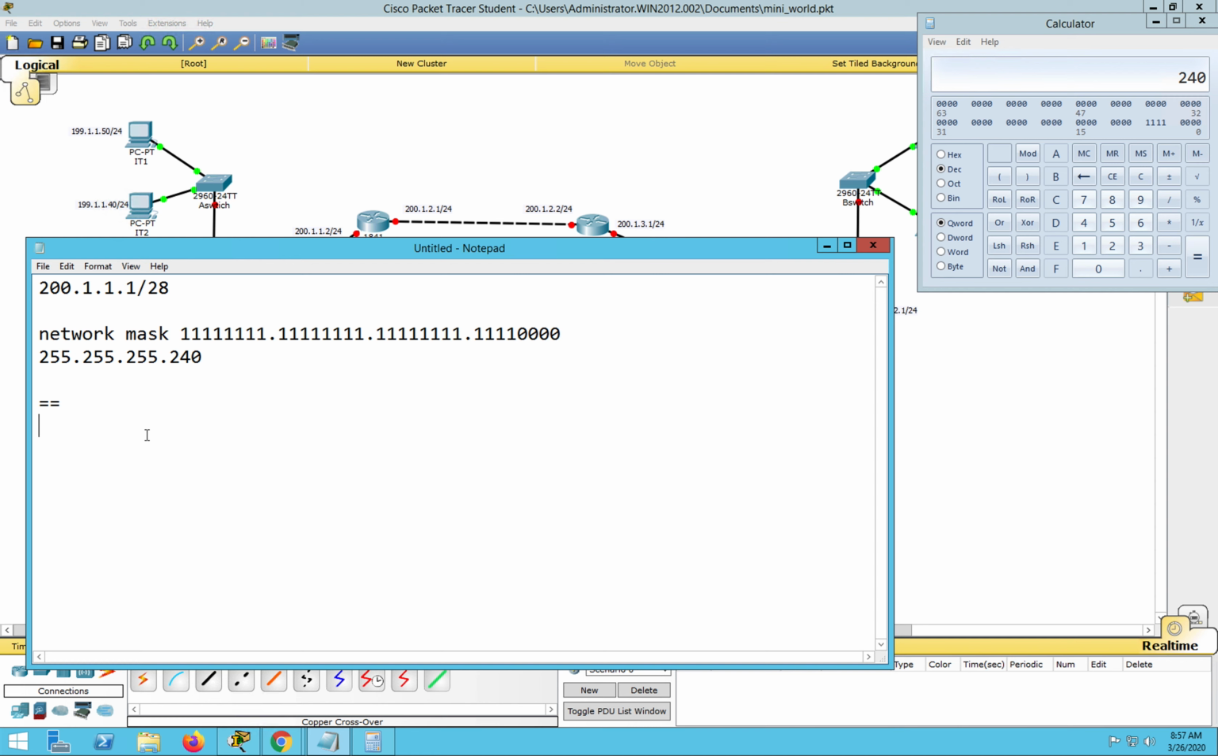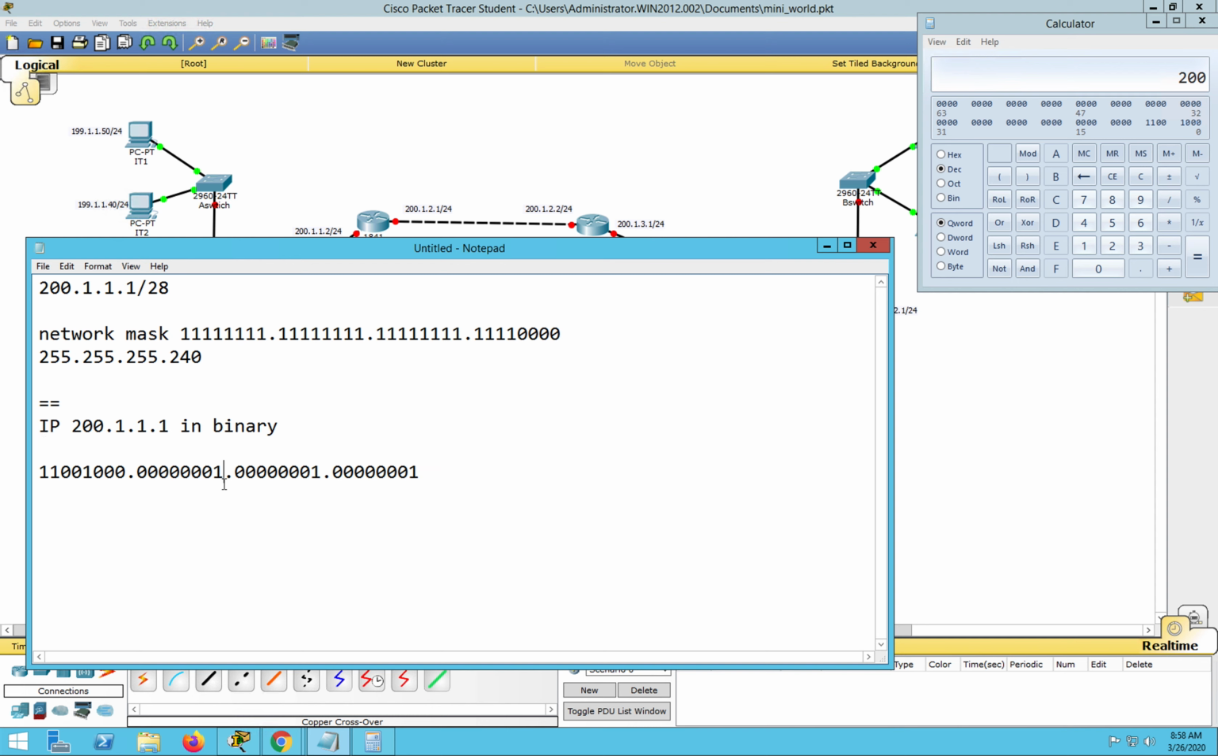Now let me go back and write out this number 200.1.1.1 in binary. Let's do the same thing again. 200 is the number. In binary, it's 11001000. Okay, that's the number right here. Point 00000001, 00000001, and 00000001. That's the actual IP address in binary.